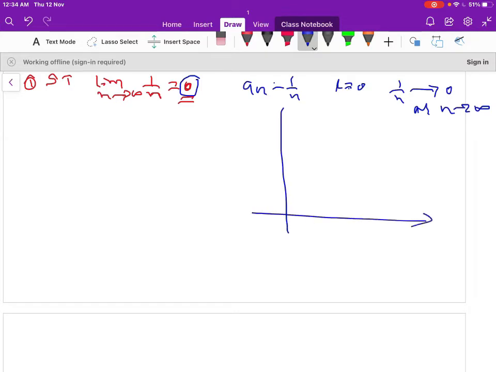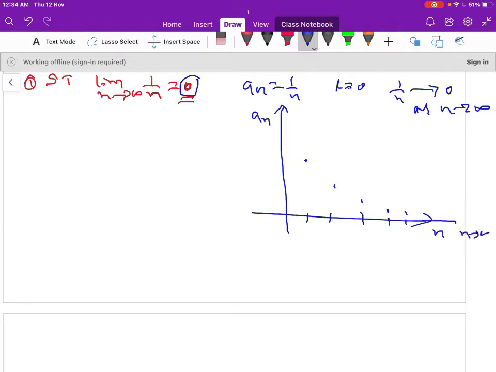Let us draw the graph for the sequence 1 by n. On the x-axis we represent n values, on the y-axis we represent a_n. When n is 1, the first term of the sequence is 1. When n is 2, the second term is 1 by 2. When n is 3, the third term is 1 by 3, that is 0.33. When n is 4, 1 by 4 is 0.25. When n is 5, it goes like this.